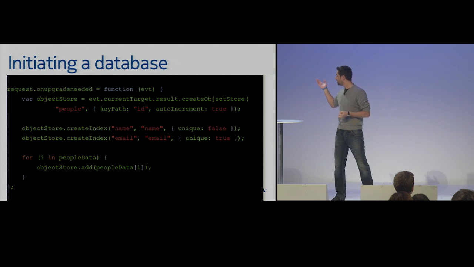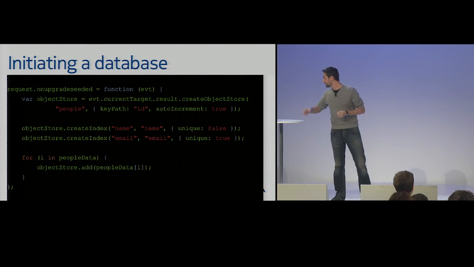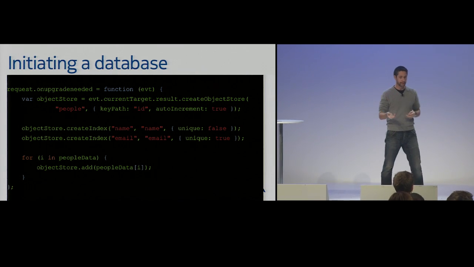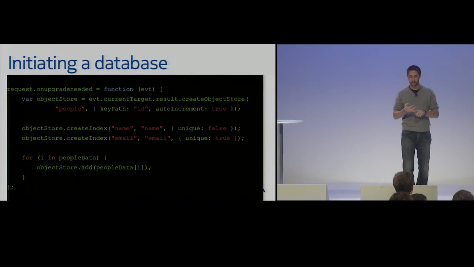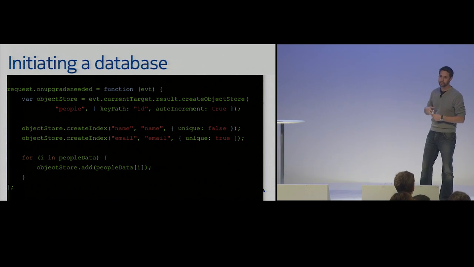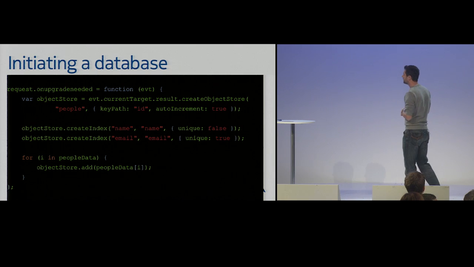In this case, I'm creating an object store. Everything in IndexedDB is an object store. And then I create the structure with name and email. And then I have a for loop that adds the people data that I had prepared previously.